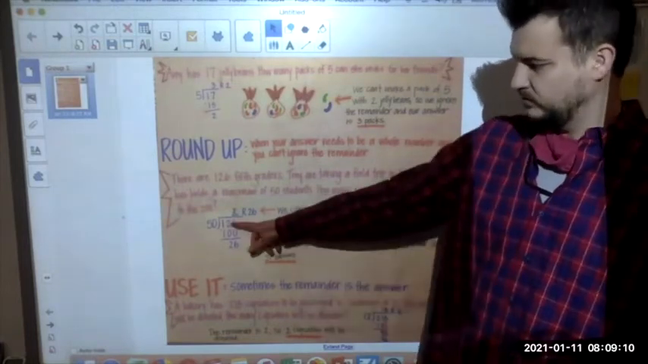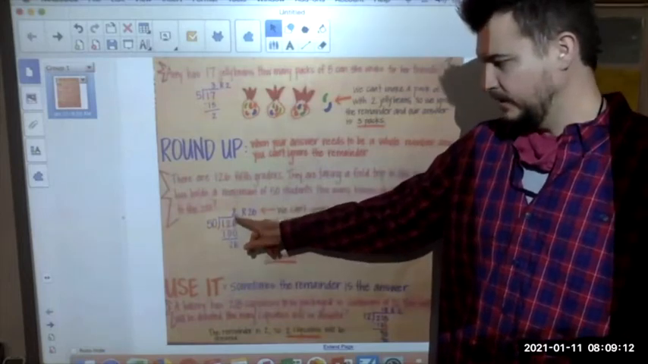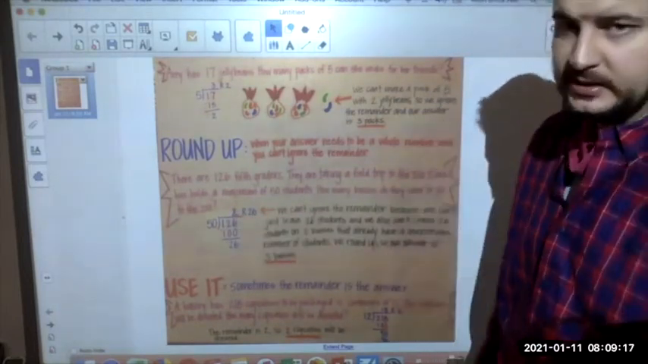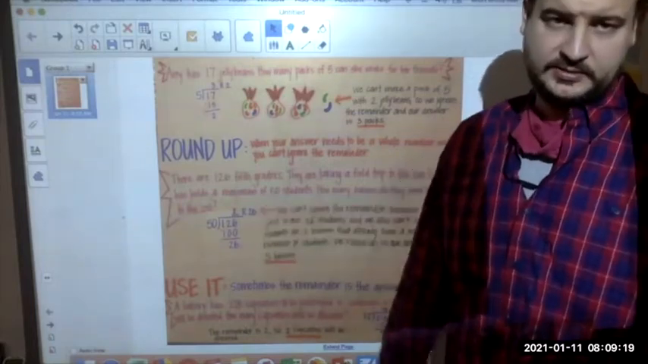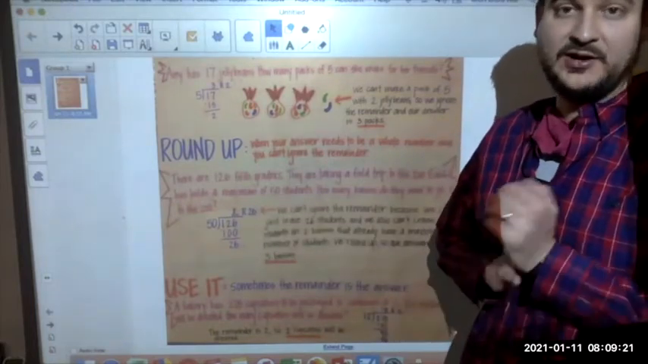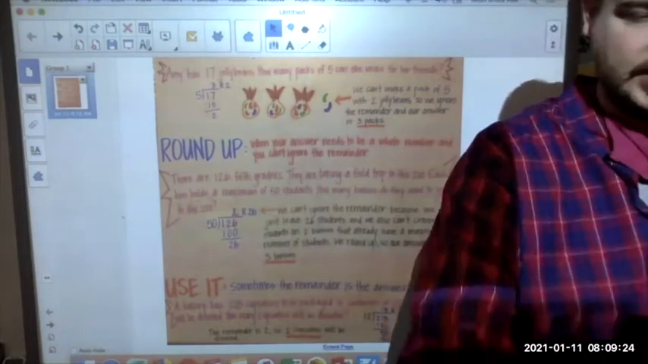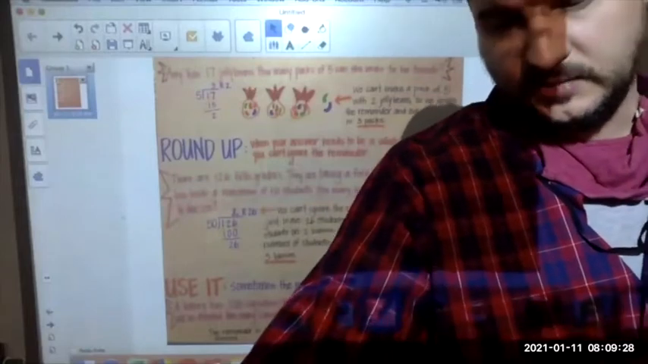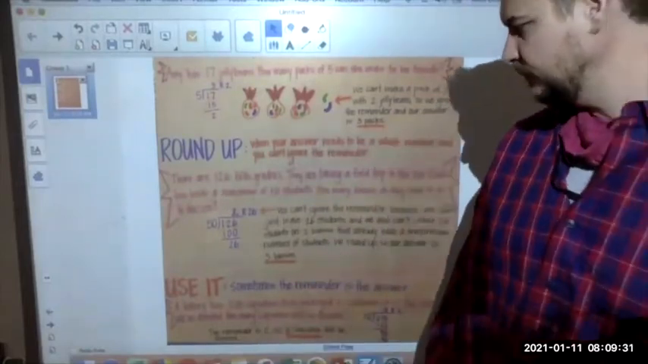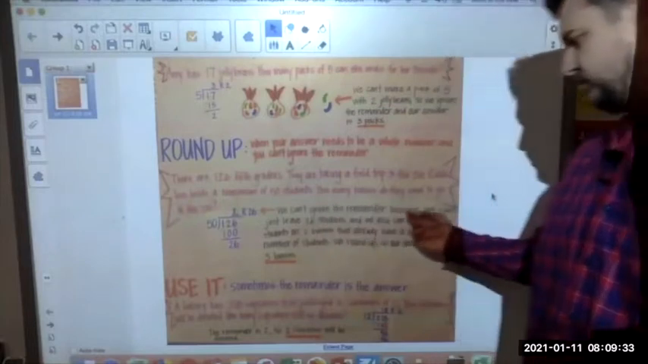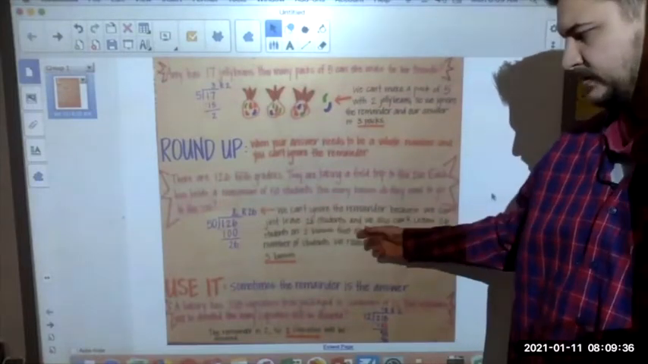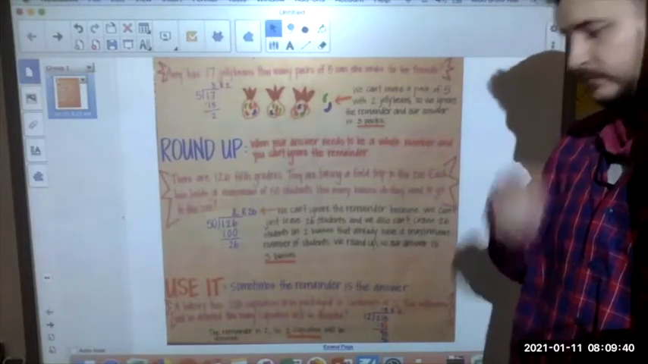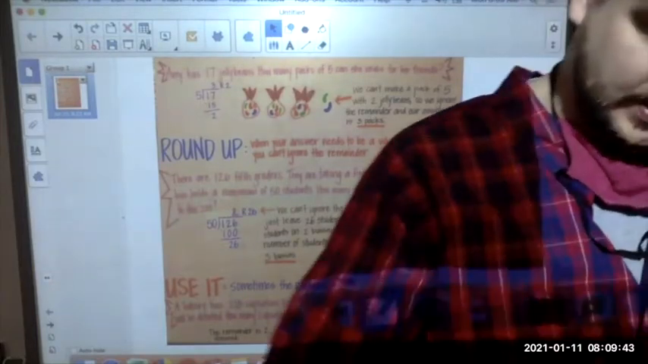So if I divide 126 divided by 50, I find out 2. So some kids would say, oh, you only need 2 buses, but the remainder is 26. There's still 26 kids that are not on the bus. So, I mean, you can't just ignore those 26 kids. You gotta do something about it. You gotta involve them. So we can't ignore the remainder because we can't leave 26 students. And we also can't cram 26 students onto 2 buses and it be safe. So you got to keep that in mind too.